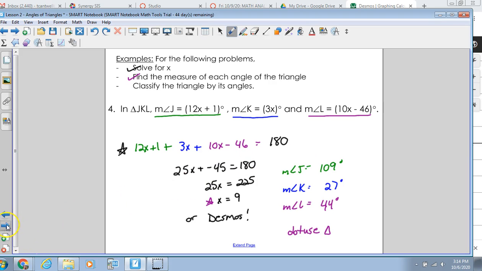Okay, the second part of our lesson today. Actually, you know what? I'm going to pause there. We're going to pause with that one with the angle sum theorem, and we'll make a separate video for the exterior angle sum theorem.